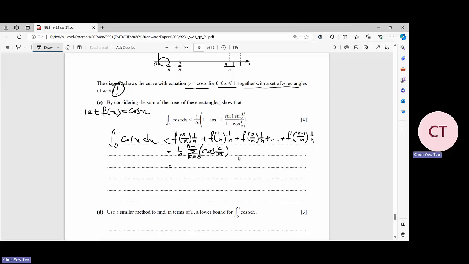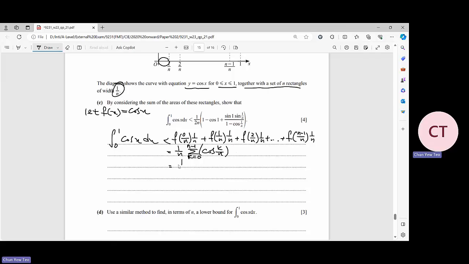Okay, so this one refers to the answer in part B. The answer in part B just now was k theta, right? So that means theta is 1 over n. So you change all the theta in part B to 1 over n, and that will do.